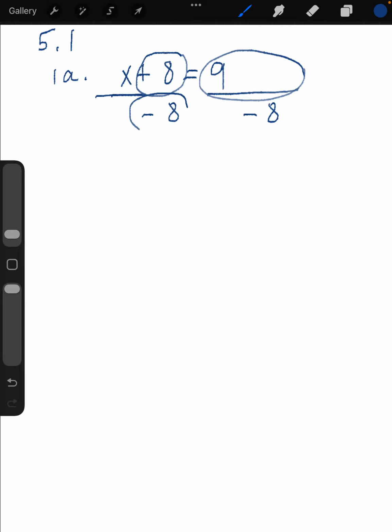We have to do the exact same thing on both sides of the equation in order to keep the equation in balance, right? So what happens here is that the 8 on the left side of the equal sign disappears, and the 8 on the right hand side, 9 minus 8 turns into 1, and we have solved this equation, x equals 1. All right.